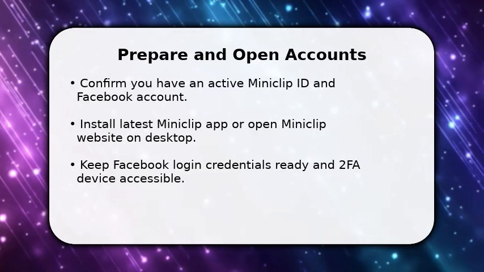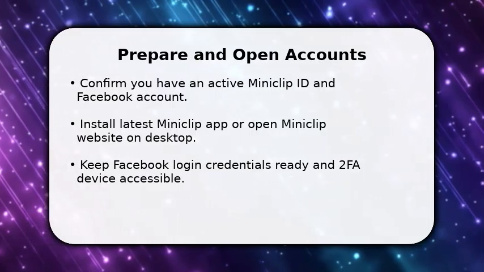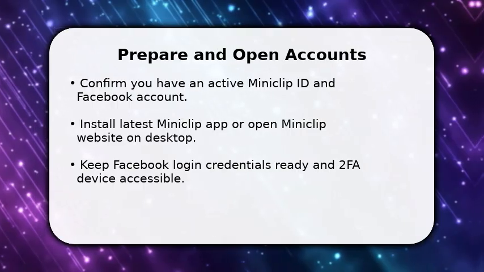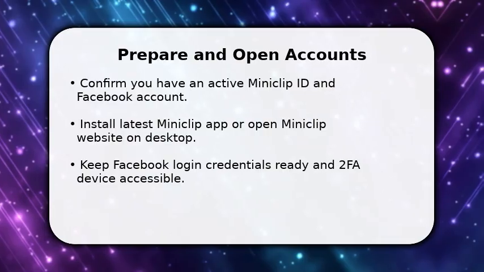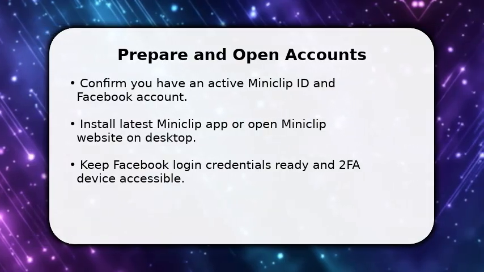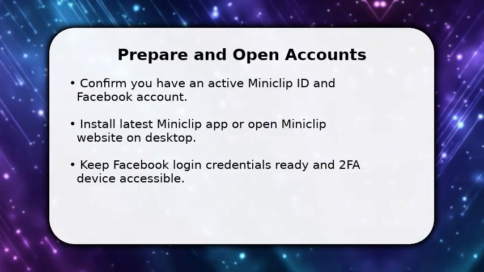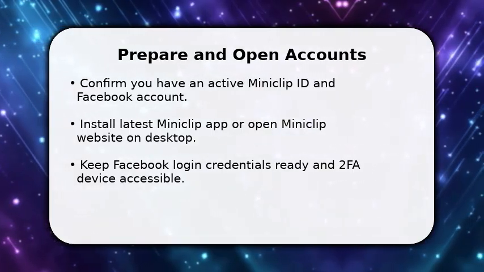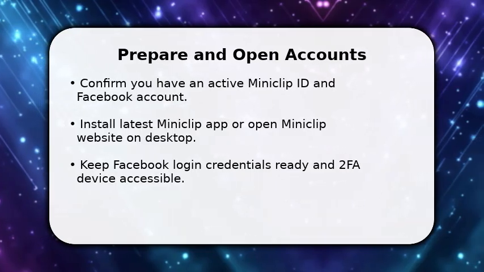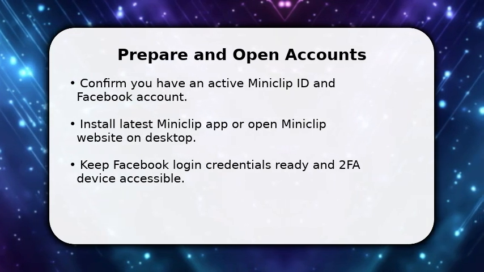You start by verifying credentials. Make sure your Miniclip ID is active and your Facebook account is reachable. Open the Miniclip app or go to the Miniclip site now and sign in with your Miniclip ID. Once signed in, navigate to your profile or settings where social connections are managed. Keep your Facebook login and any two-factor authentication device nearby because you will be prompted to authorize the connection. This saves time and prevents interruption when switching apps.